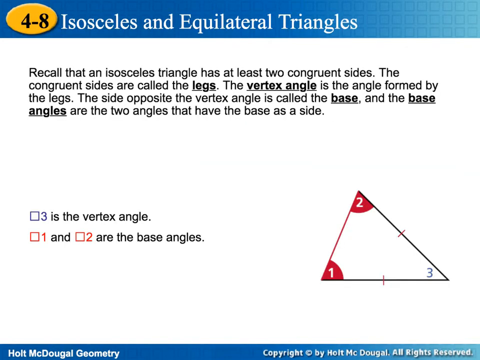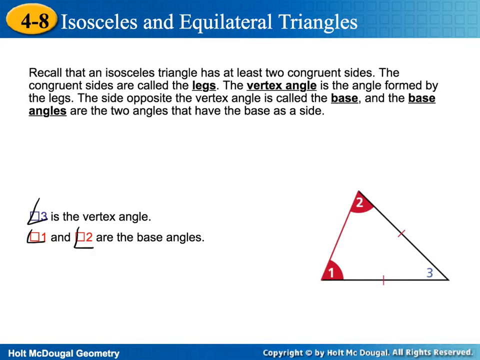Recall that an isosceles triangle has at least two congruent sides. The congruent sides are called the legs. Please write this down. And the vertex angle is the angle formed by the legs. Go ahead and draw this diagram pretty big, because we're going to be referencing it in the next few slides.